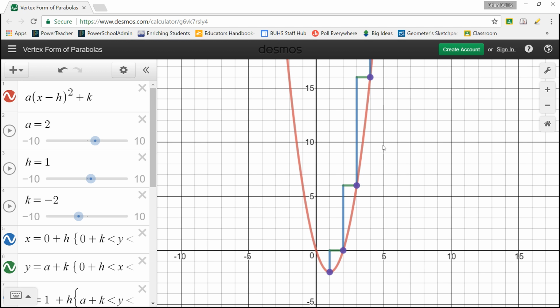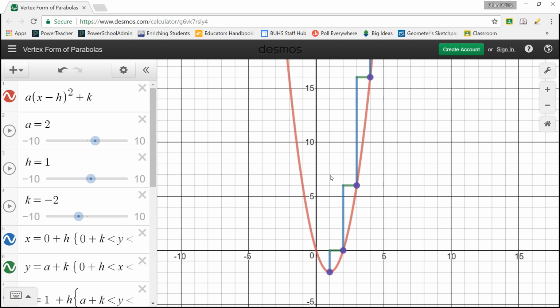Quote-unquote slopes. I realize I'm going to get some emails and comments from mathematicians. They're like, those are not slopes of parabolas. And that's why when I say slopes, I'm putting it in quotes.